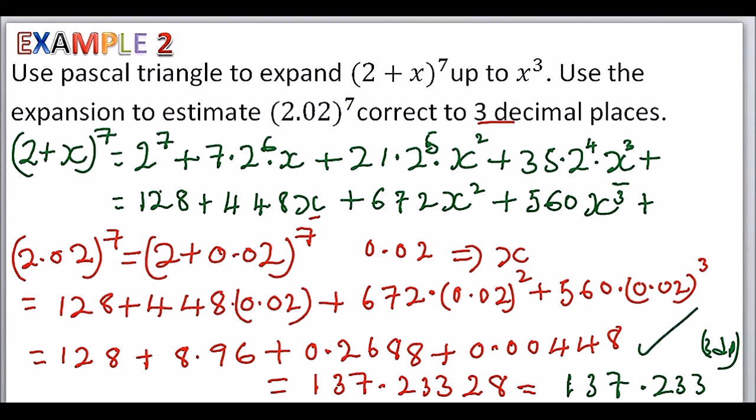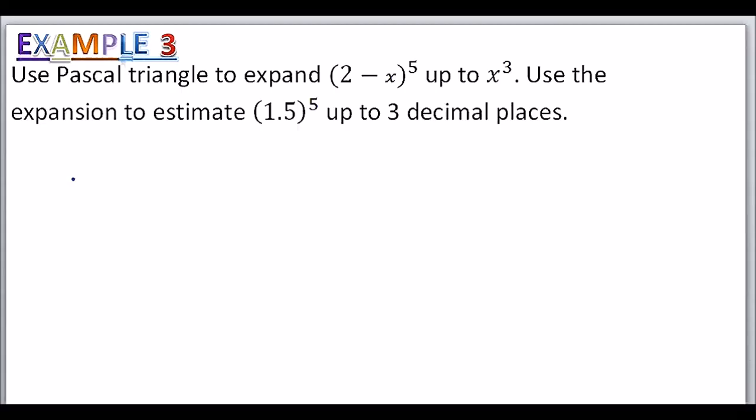So you have seen how we make use of the binomial expansion or the Pascal triangle to be able to solve numerical problems. In our example 3, we are told to use Pascal triangle to expand (2 minus x) to power 5 up to x cubed. Use your expansion to estimate 1.5 to power 5 up to 3 decimal places.